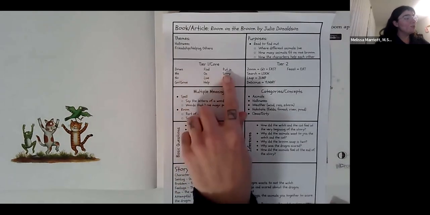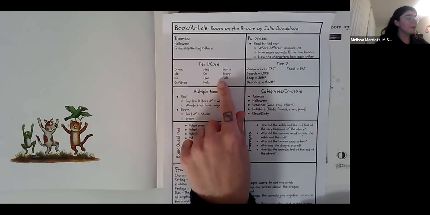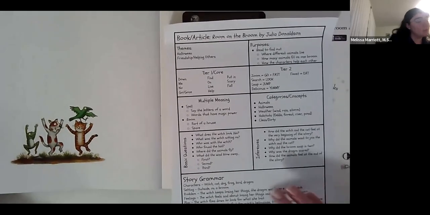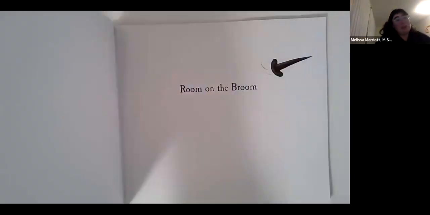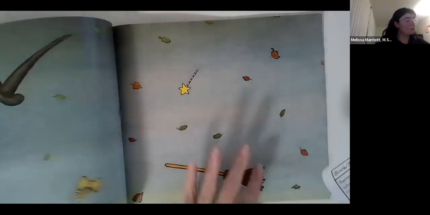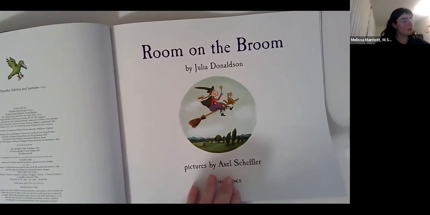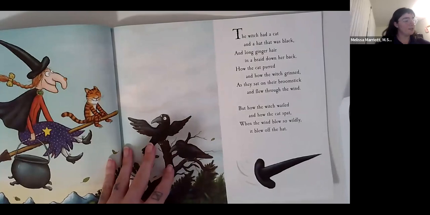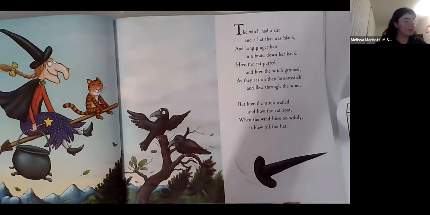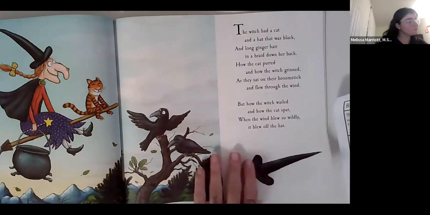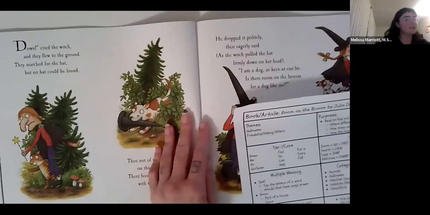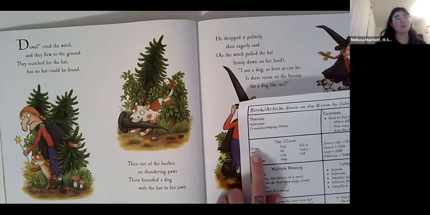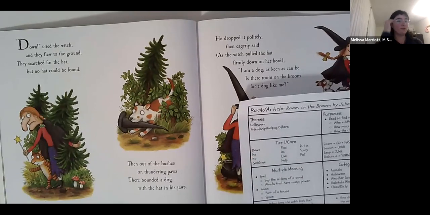So most of these tier 1 or core words are things that come up in this text a lot. And the reason why I chose words that come up in the text a lot is just because, again, they're going to have repeated exposures to it. So part of Room on the Broom is it has a few different repeated lines in the text. So, every couple of pages, she loses an article of clothing. And then it always says, "Down," cried the witch, and they flew to the ground. So down was one of my tier 1 core words because it's repeated over and over and over throughout the book.